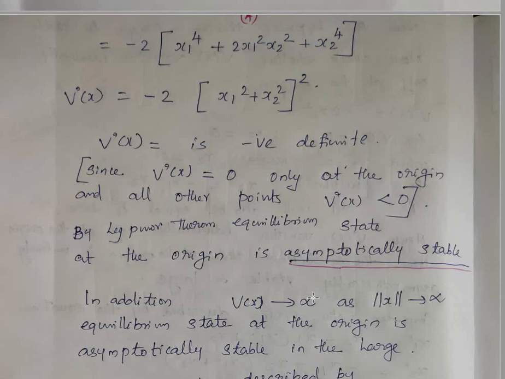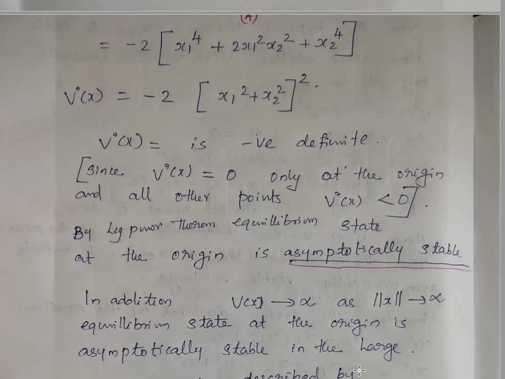Hence this condition is satisfied here. Hence we can say that the equilibrium state at the origin is asymptotically stable in the large. Since this condition is satisfied, we can say that the equilibrium state at the origin is asymptotically stable in the large.